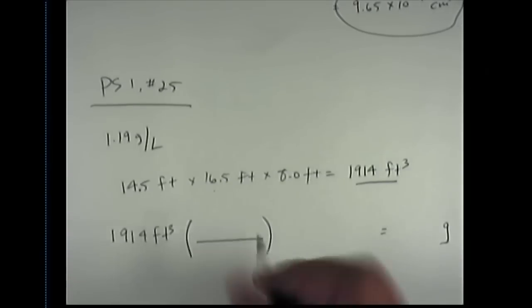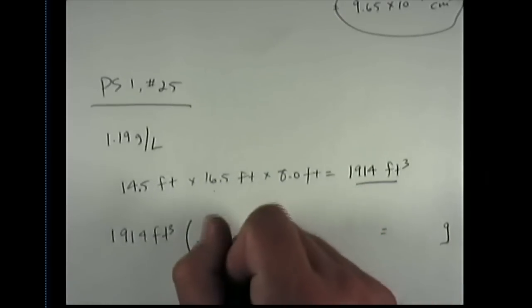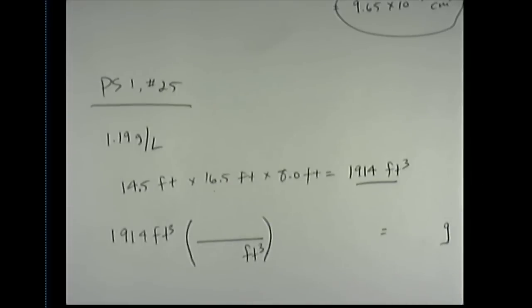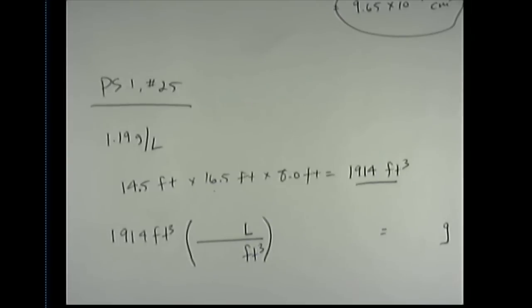Well, I need to cancel out my cubic feet, so I'll go ahead and put that in the denominator. But what do I put in the numerator? You'll note that in the problem we are given a relationship between cubic feet and liters. So I can actually put liters in the top. If these cancel each other out, have I arrived at grams yet?